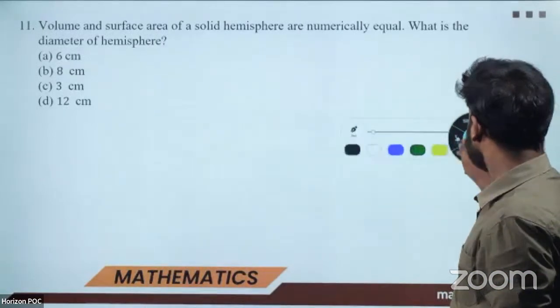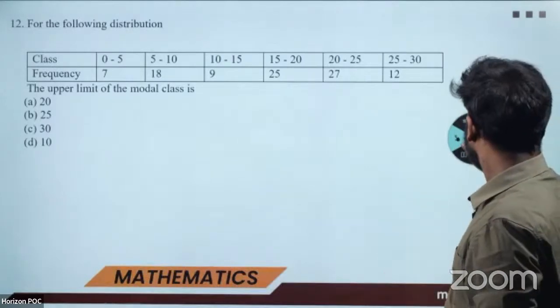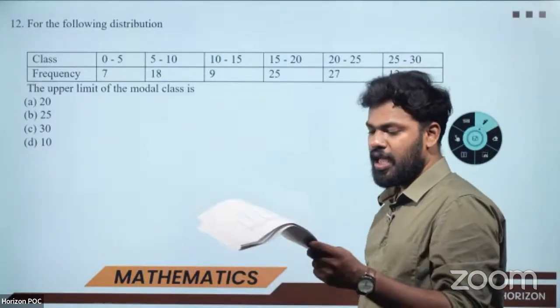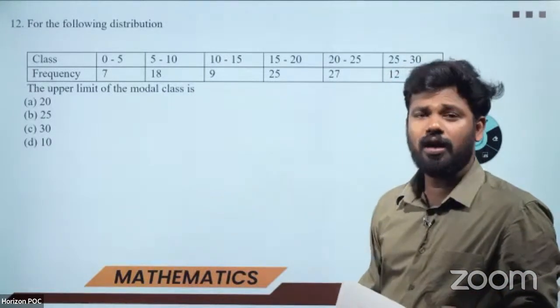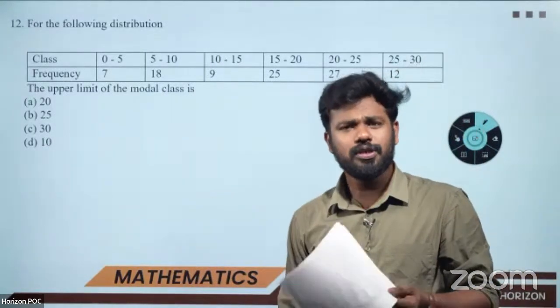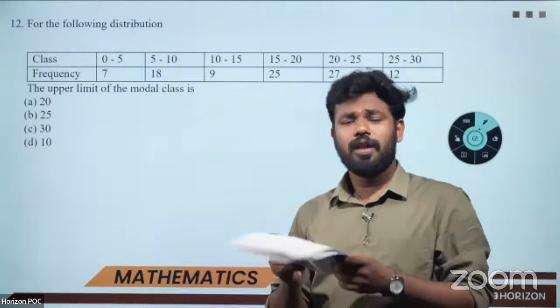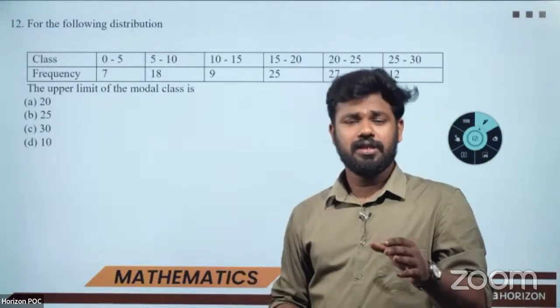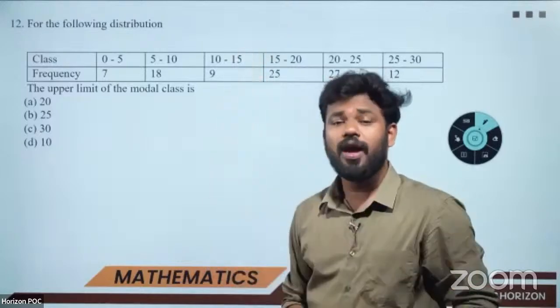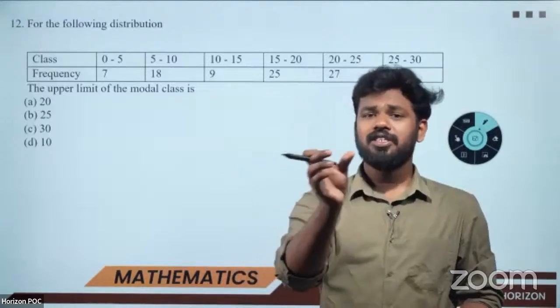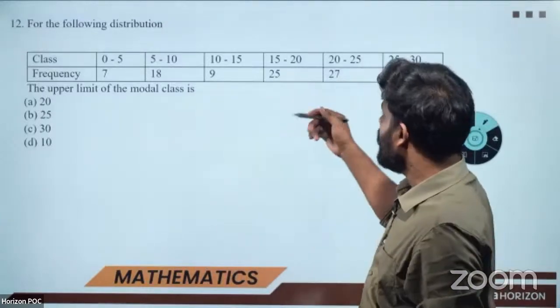Yeah. So moving on to the next one. I hope this is an easy question. For the following distribution, they are asking to find out the upper limit of the modal class. You know what a mode is, right? What is the mode of a particular frequency distribution table? The mode will be the highest frequency there, right? Whatever table is given in the question, the highest frequency will be what you call the mode.